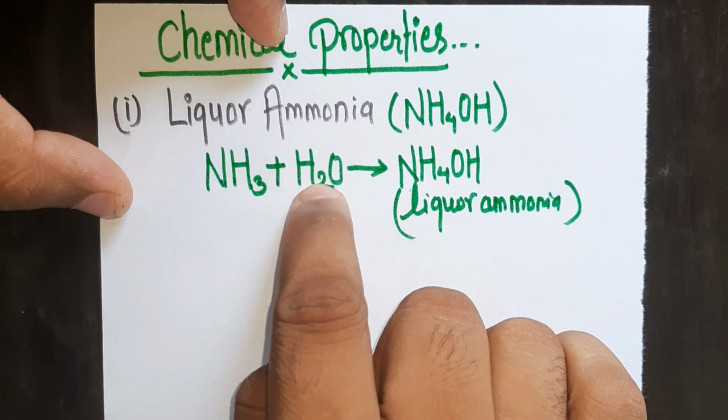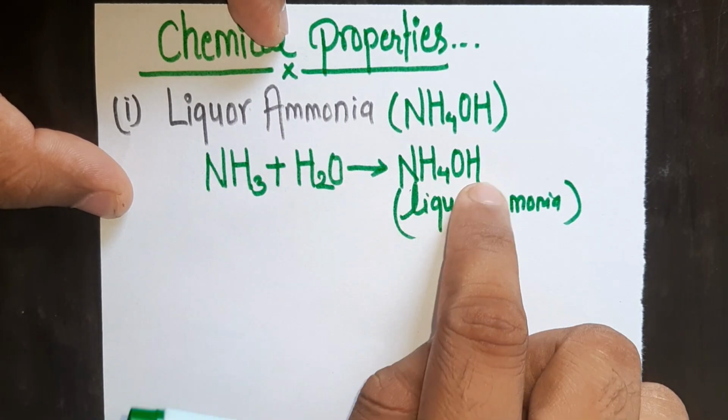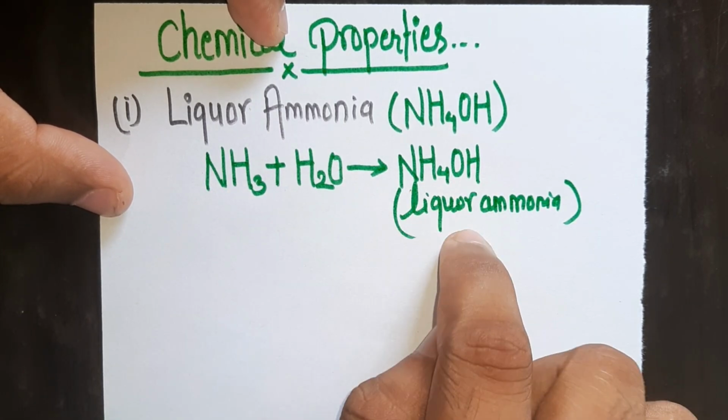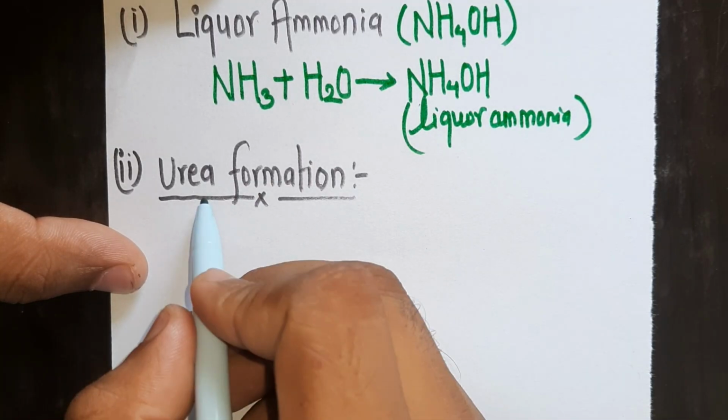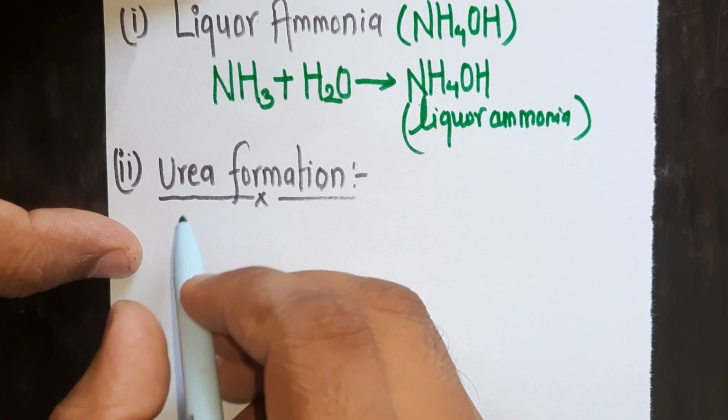Ammonia, this is ammonia, this is water. When these both are reacted, it forms what? Ammonium hydroxide, which we also call liquid ammonia. Okay, next point here is urea formation. It also comes under the chemical properties of ammonia.